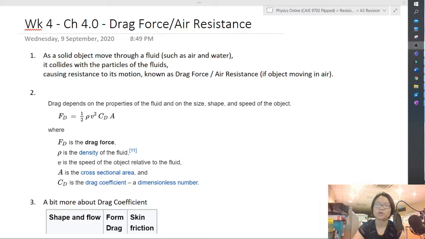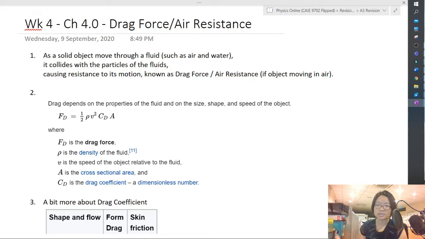I titled this chapter 4.0, but actually this subtopic really has no place in the syllabus, because it is kind of across the board from kinematics to dynamics. We are going to talk about air resistance or drag force. Previously in chapter 3, whenever you did kinematics considerations, most of the questions omitted air resistance simply because air resistance is a very finicky thing.